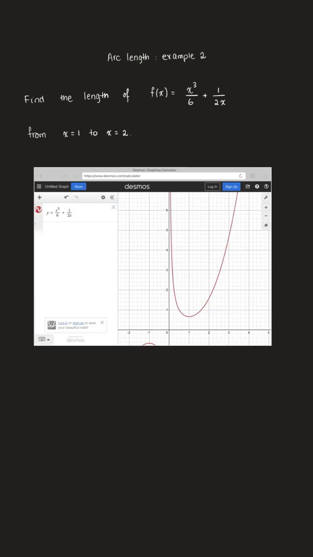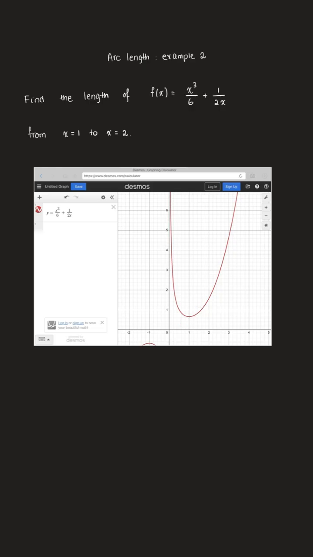In this example, we're going to find the length of f of x equals x cubed over 6 plus 1 over 2x between x equals 1 and x equals 2. You can see the graph of one branch of this function, which is the only one we need given our x interval. We're interested in finding the length from x equals 1 to x equals 2. Just want to find the length of that little piece of curve.